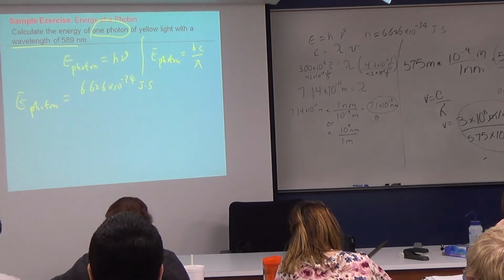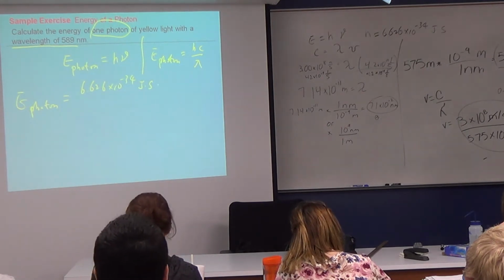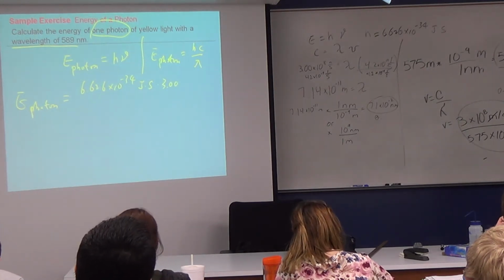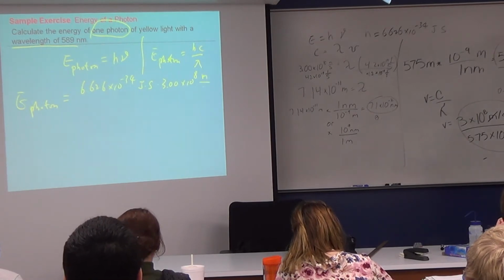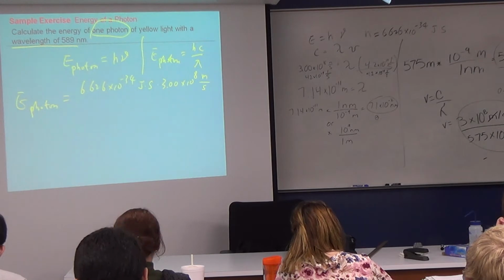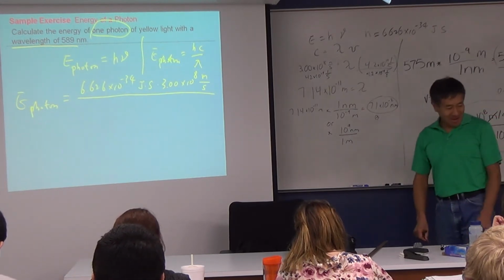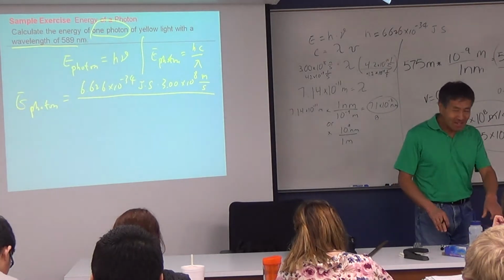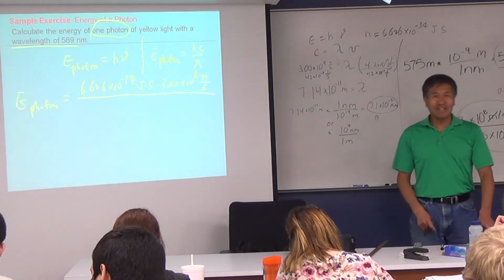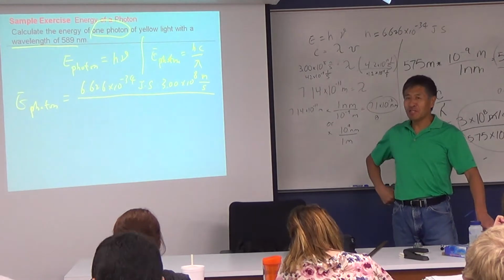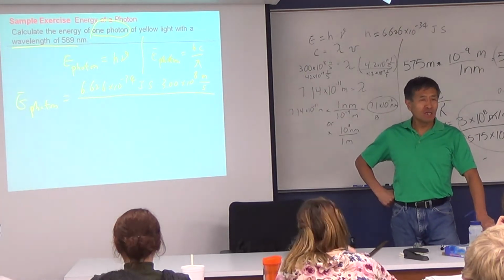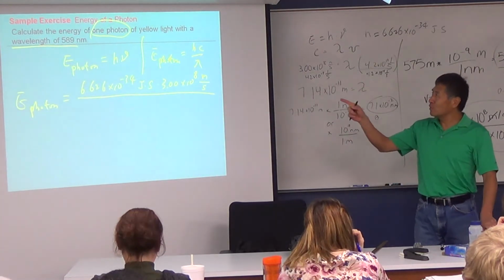So what number should we use for c? 3 times 10 to the positive 8 meter over second. That's very, very good. So don't waste your time, do the practice every day. Now you have that. What should we do for lambda? What unit should we use for lambda? Meters.